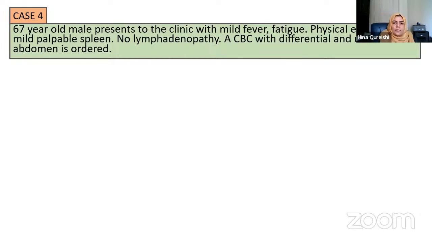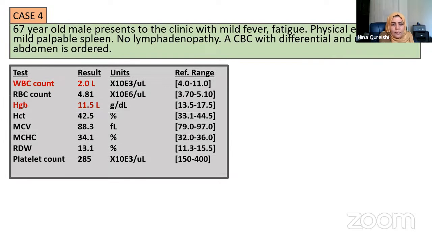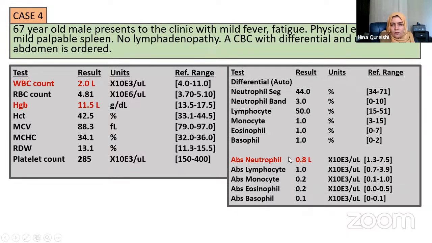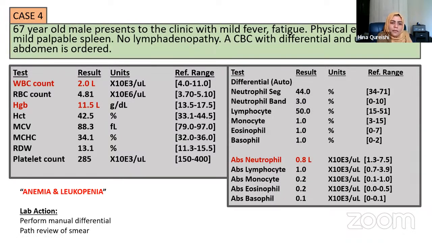Case number 4 is slightly different. This is a patient who is 67-year-old who presents with some fever and fatigue, so some symptoms, mild splenomegaly, no lymphadenopathy, and CBC is performed. So this patient, as opposed to the other 3 cases we reviewed, the white count is actually low, and the hemoglobin is also slightly low. And in the differential, the only abnormality that you see is neutropenia, absolute neutropenia. So this patient has anemia and leukopenia.